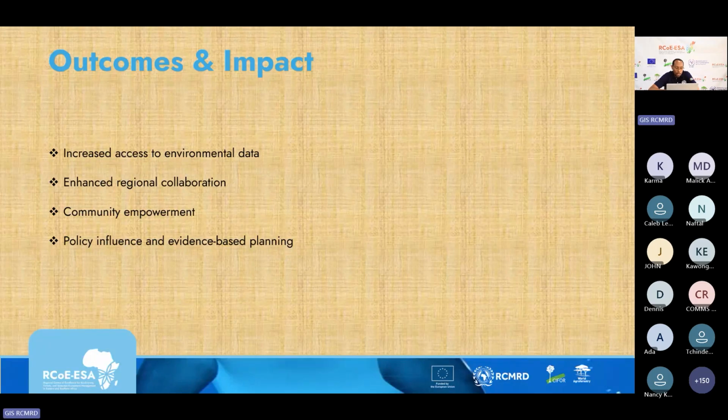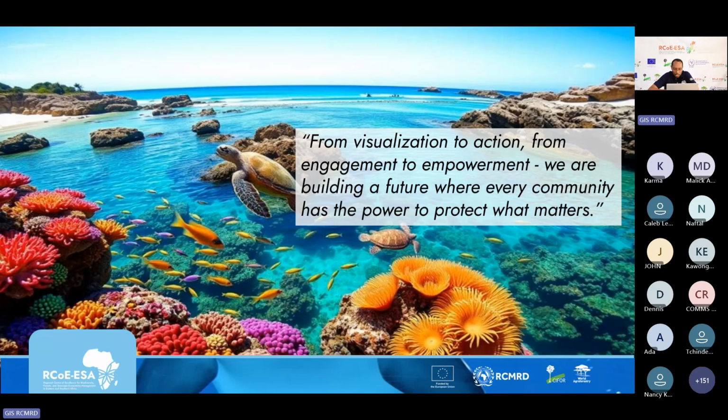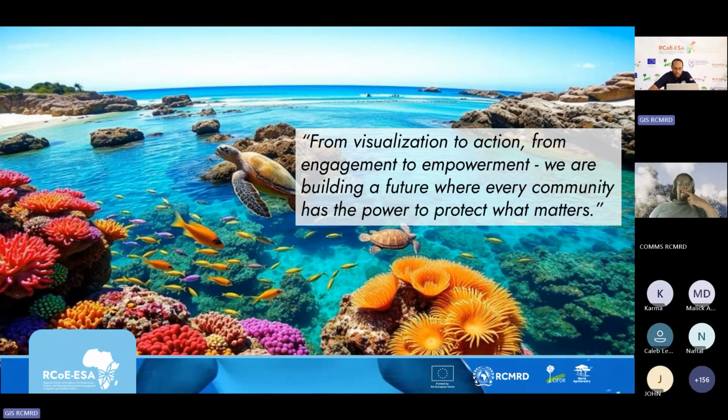So what we aim for are particular outcomes, and these are increased access to environmental data, enhanced regional collaboration, empowering the community, and influencing policy towards informed decision making. And that brings me to the end of my presentation for the products that we have here at RCOE. And you can find more of these products through the homepage of our RCOE GeoPortal website.